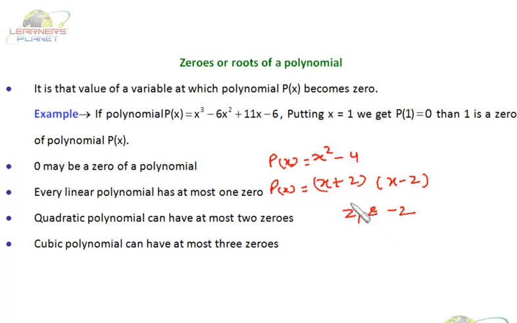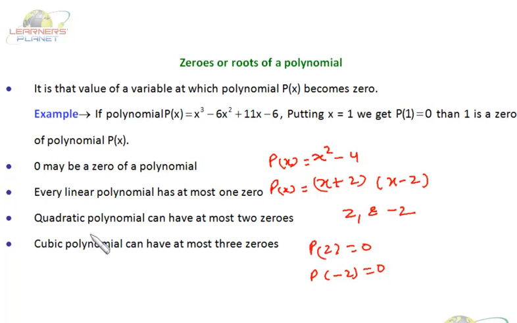So if I put 2, then this expression will be 0. If this expression is multiplied by 0, the entire expression will be 0. So p(2) is 0 and p(minus 2) is also 0. No other values of x will make this expression 0.